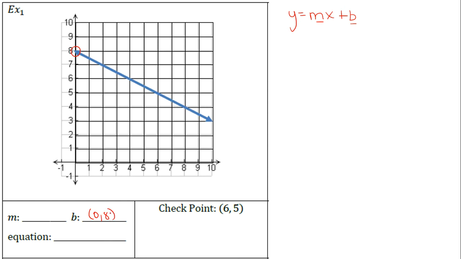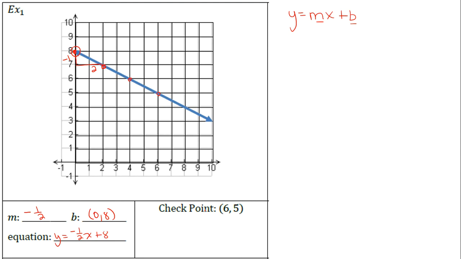To find the slope, we need to locate 2 points. (0, 8) and (2, 7) are 2 points on this line. We can use any 2 points that we have, and then we're going to identify the change of the y compared to the change of the x. So from (0, 8) to (2, 7), we are going down 1 unit, and we're going to the right 2 units. So our slope is -1/2. And then we can put this together, and we have y equals -1/2 times x plus 8.